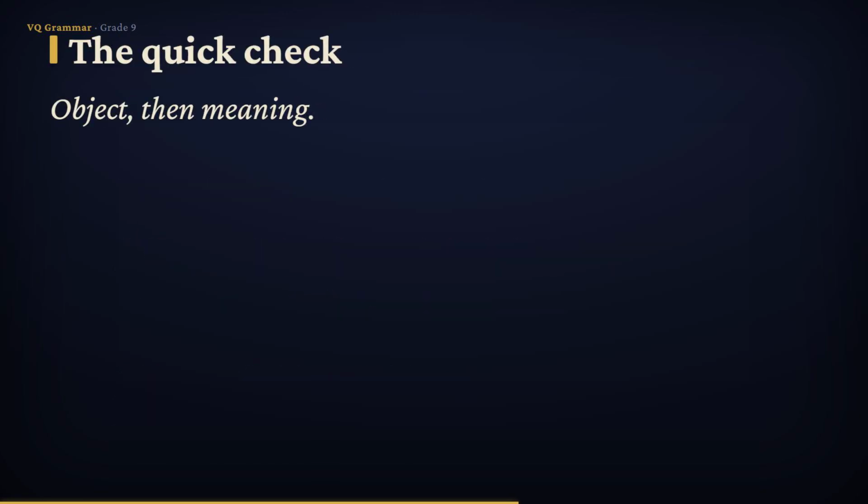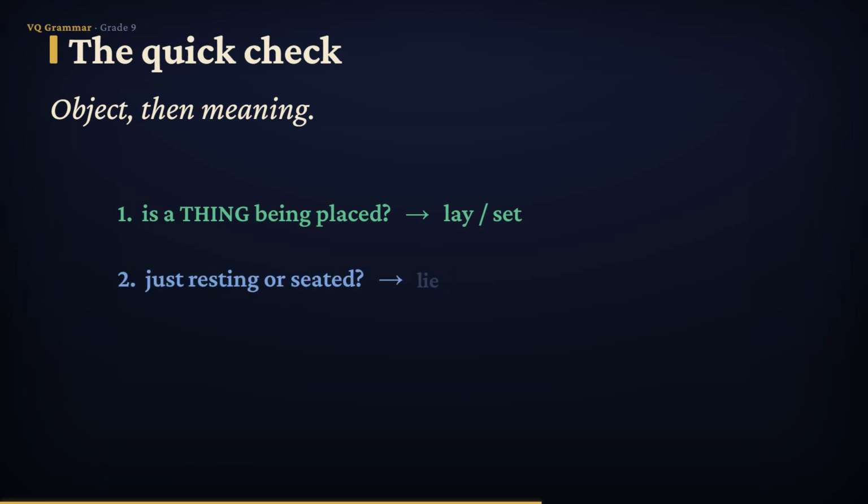Let's turn everything into a quick checklist you can run in a second. 1. Is a thing being placed? If yes, you want lay or set, the object words. 2. Is someone just resting or seated with nothing placed? Then it's lie or sit. 3. Are you comparing? Use than. Telling time or sequence? Use then.